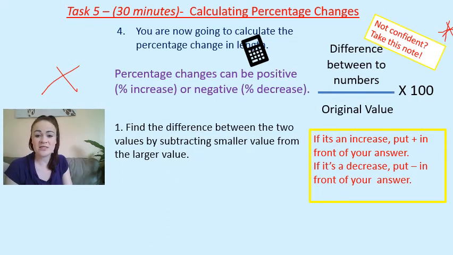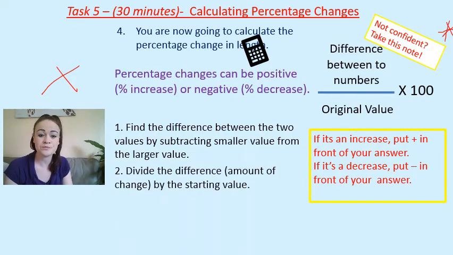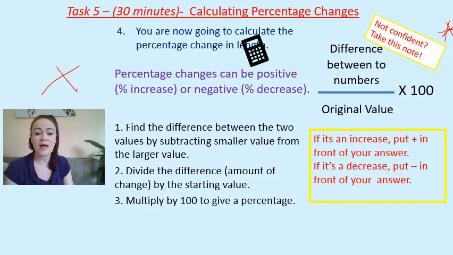Right, so as I said, first find the difference between the two values. You just subtract the smaller number from the larger number. We don't care about positives or negatives yet. We don't care if it's increased or decreased. We just want the difference. You then divide that difference by the starting value, as I said, and then you multiply by 100 to give a percentage.